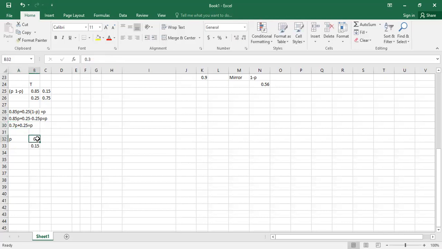So this will be 0.4, isn't it? Yes. And this will be 0.25. What do you get? 1.6. 1.6. Yes. 0.4 divided by 0.25.